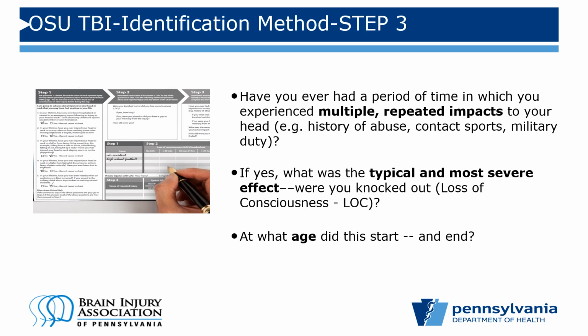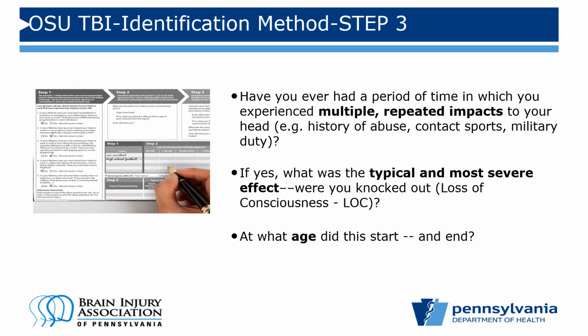Step 3 of the OSU is a unique feature to this screening tool. This question has to do with whether or not the individual you're screening has a history of events that were multiple and repeated to their head. Examples here might be someone who has a history of abuse, played football, was a boxer, served in the military. So we're going to ask them whether or not they have ever had a period of time in their life where they experienced multiple repeated impacts to their head. You can give them some examples.